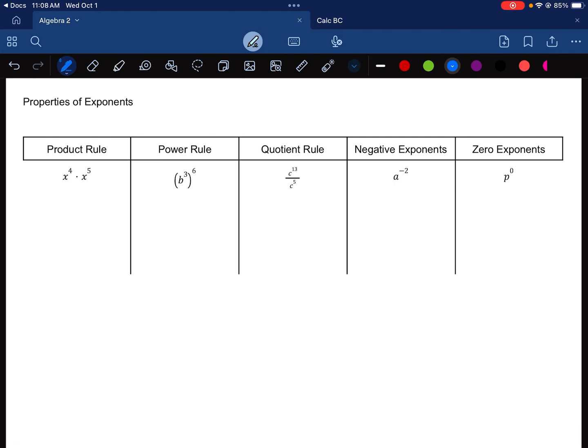All right, everybody, we are doing properties of exponents as our first redemption day video. So we have 5 properties: the product rule, power rule, quotient rule, negative exponents, and zero exponents.